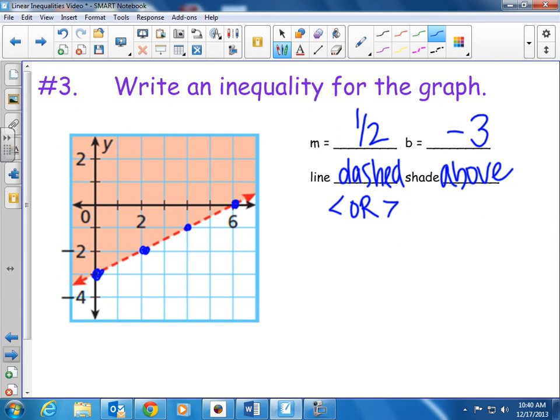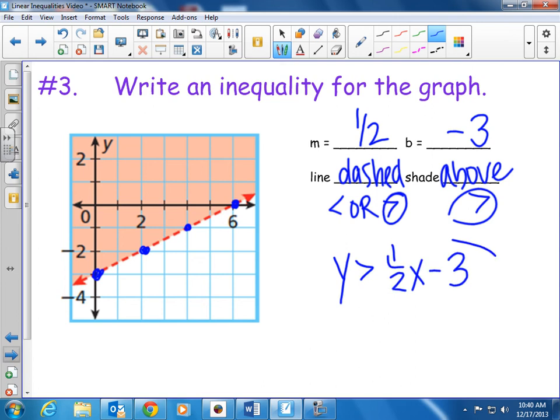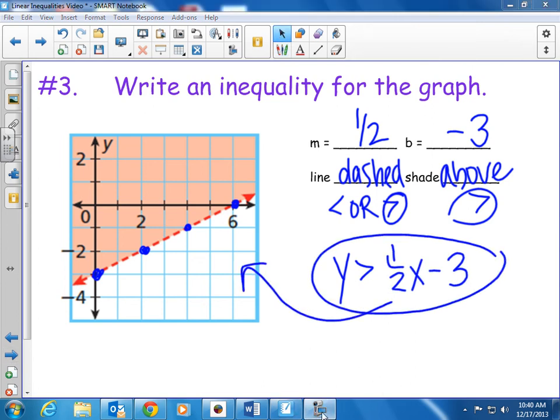Now shading above, which one does that mean? That means it's got to be greater than. So my symbol is going to be greater than. So now I'm going to write my inequality using all the information that I've already identified, and that would be the inequality that matches with that graph. All right, that's it.